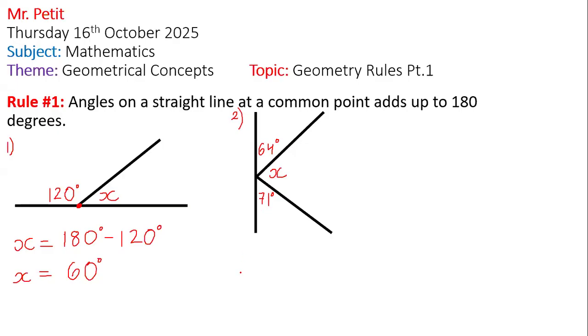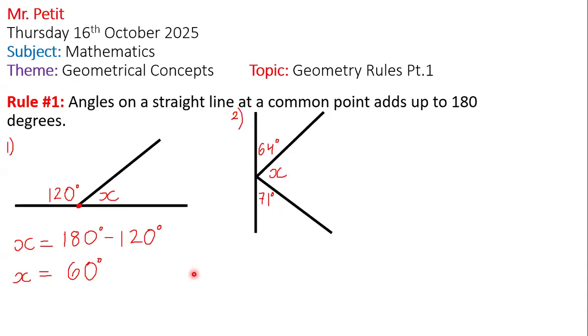Add 71 and 64. Then when you get the answer, subtract it from 180. Very good. Do we agree with her? Yes, I got my answer. It's 45. You agree? Okay, good. You got 45. Excellent. So remember, the rule says that if they're on a straight line, at a common point, they must all add up to 180 degrees. So that means that 64, X, and 71 all must add up to 180 degrees.